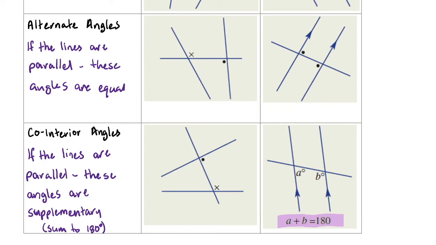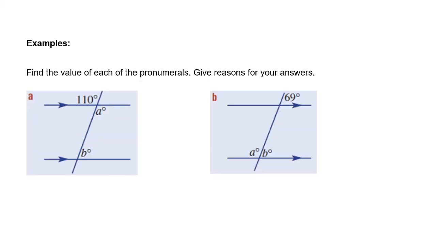In the next video, we're going to check out some examples of how these work. We're going to see now how the three different types of special angles, corresponding, alternate, and co-interior, help us determine if things are parallel or solve other problems in terms of parallel lines.